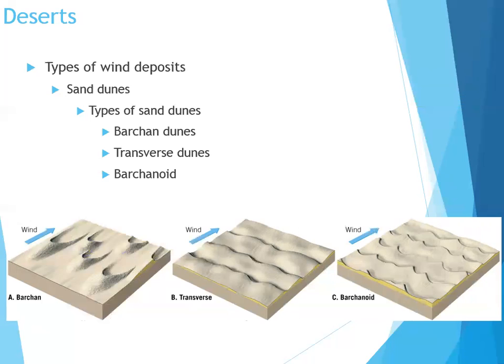The abarcanoid is going to form in between the barcan and the transverse structure. You have scalloped ridges of sand that are forming at a right angle to the wind. So this is going to occur in areas where there's intermediate amounts of sand to these two.